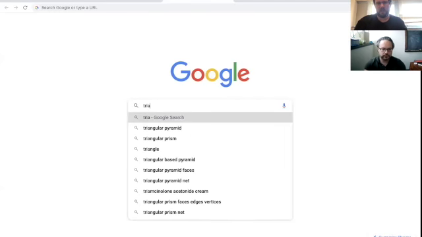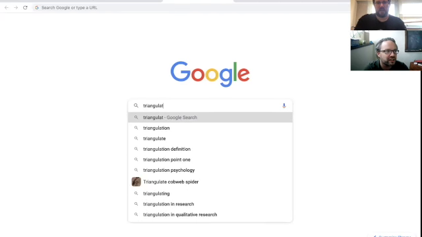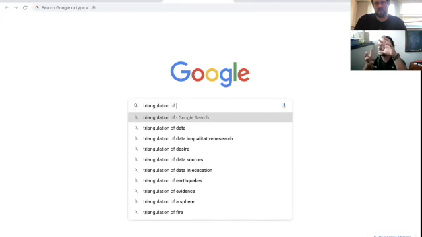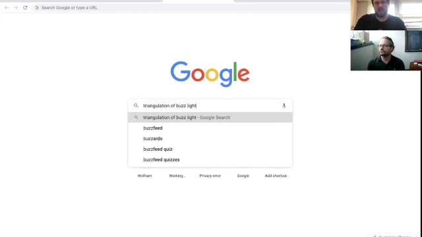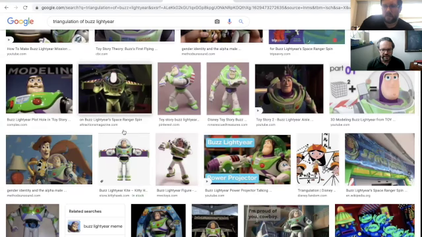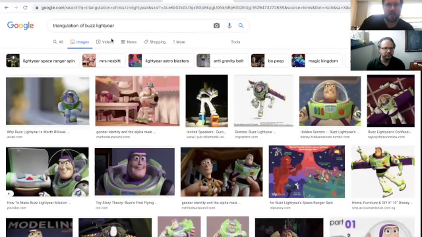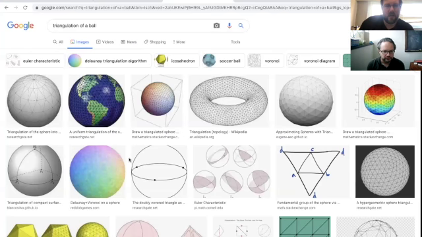So you're telling me that triangles, what should I search for? Triangulation of, I don't know, what's something that you like? Buzz Lightyear. Sure. Yeah, let's look for that. Well, Buzz Lightyear is already triangulated. True. Let's start with, say, triangulation of a ball.